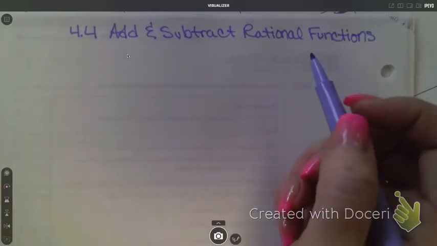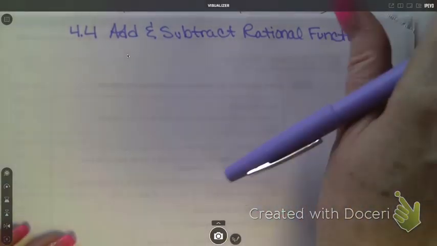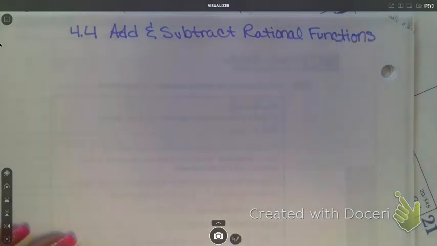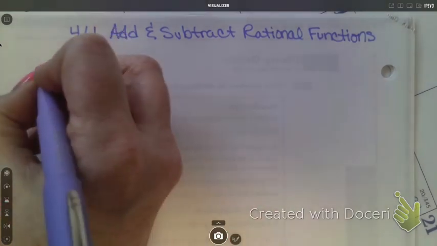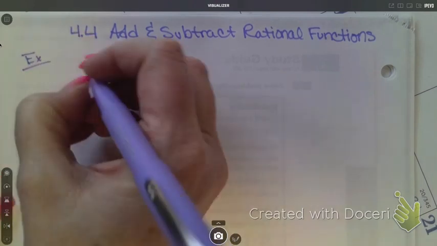Okay, we're going to add and subtract rational numbers. So a rational number was a fraction with an expression on top and an expression on bottom, right? Yes. We've been simplifying them. We've been factoring them. So it makes sense to add them and subtract them. So I've just got a bunch of examples today.